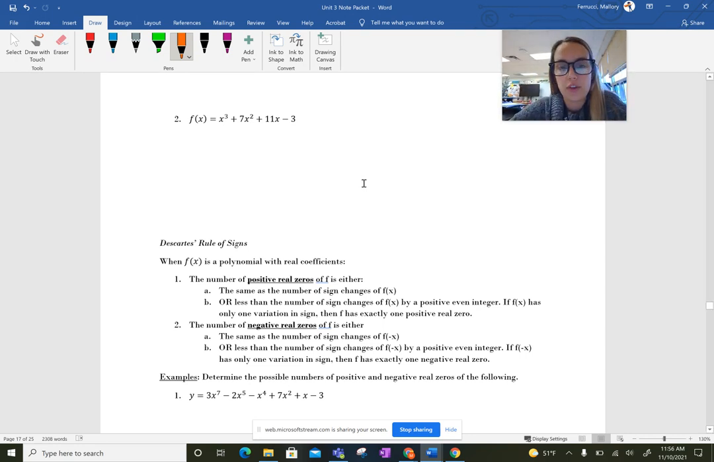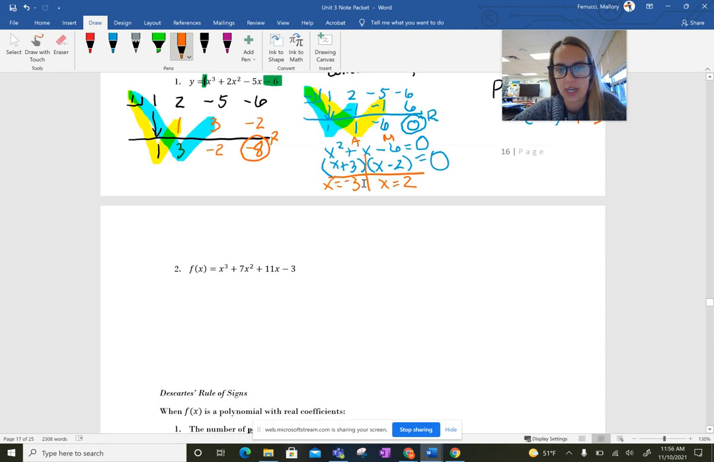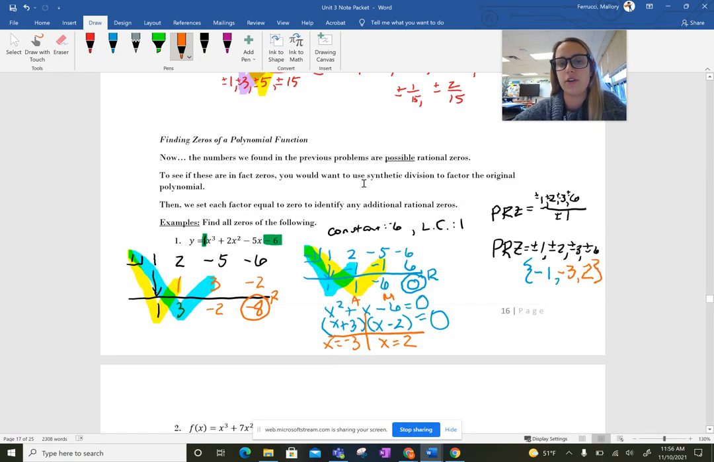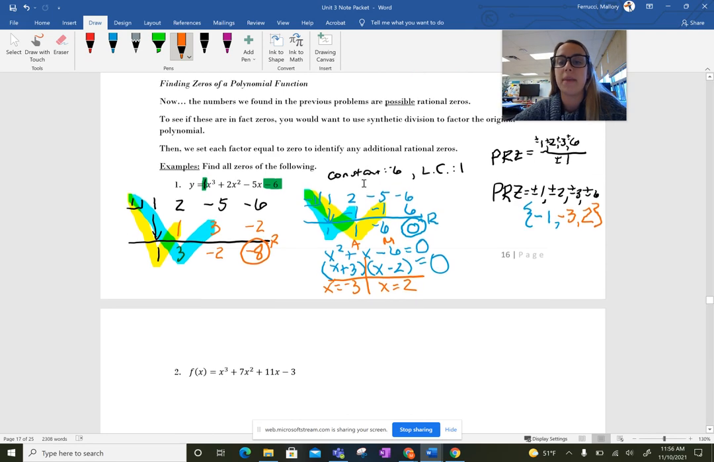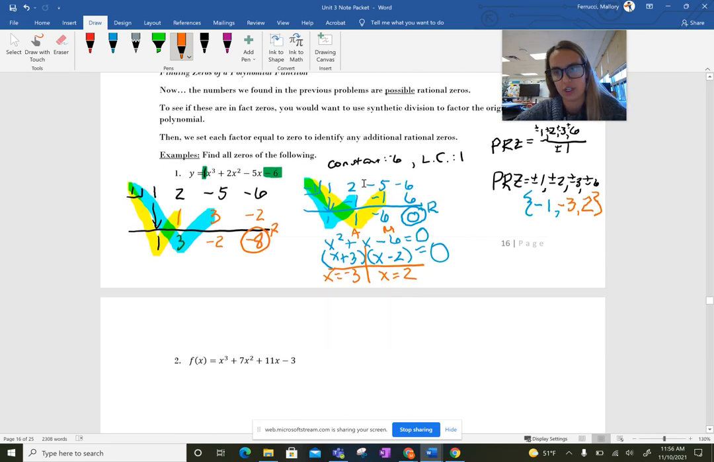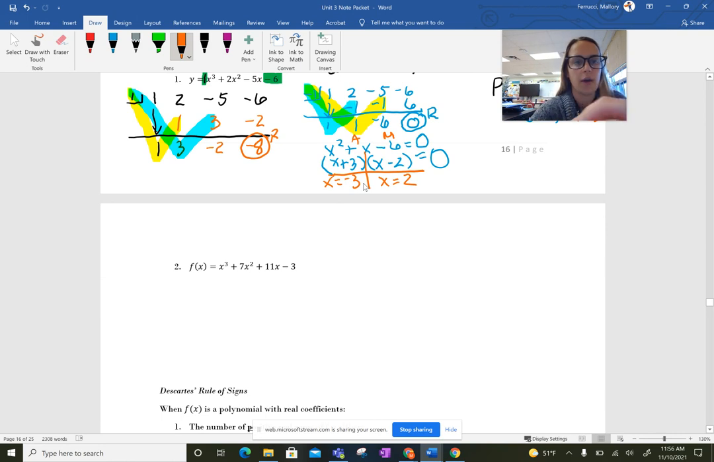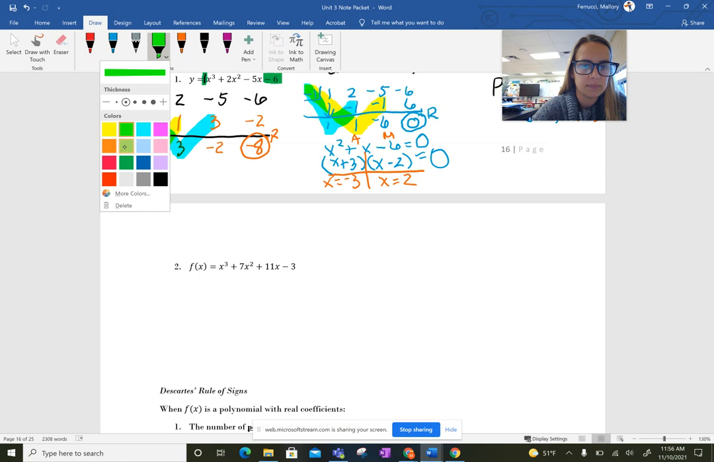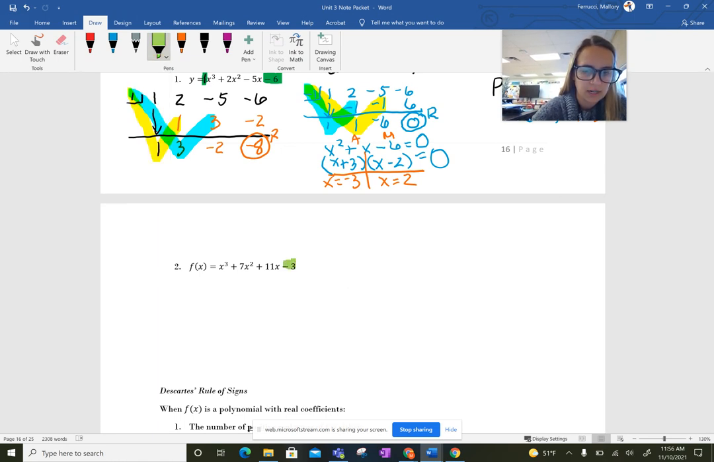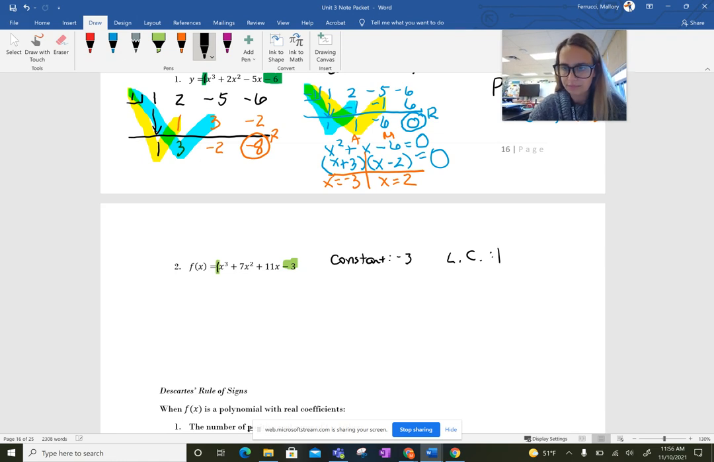Okay, so for this one, it's a continuation of yesterday. So we're going to be finding zeros of a polynomial function by first finding the possible rational zeros and then testing them. Just a reminder, we need our constant and we need our leading coefficient. So the constant is -3 and the leading coefficient is 1.